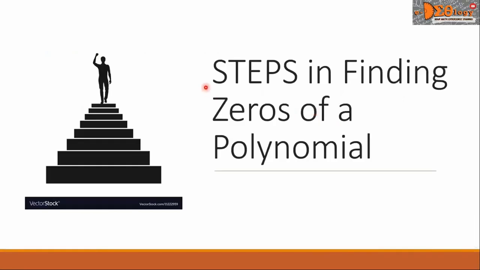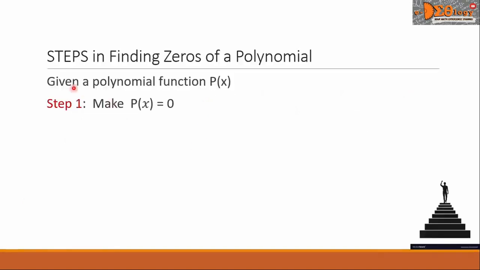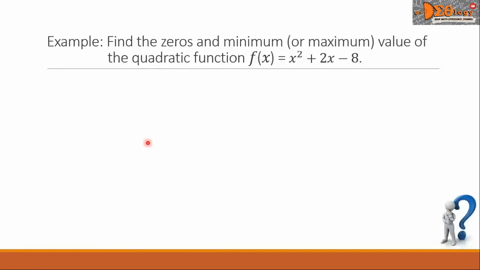Here are the steps in finding zeros of a polynomial. Given a polynomial function p of x, step 1 is make p of x equals 0. Step 2, solve for x. Let's have an example. Find the zeros and minimum or maximum value of the quadratic function f of x equals x squared plus 2x minus 8.